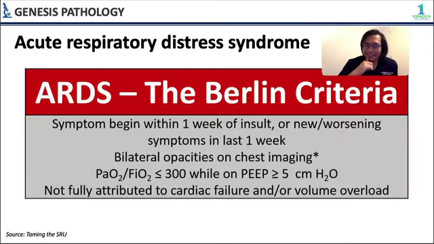So, ARDS. We have a criteria for ARDS. This is known as your Berlin criteria. ARDS, so acute dapat yung onset, dapat within 1 week of insult, or new or worsening symptoms in the last 1 week. Acute, kaya nga acute respiratory distress syndrome. So, we have to have bilateral opacities on chest imaging. We have to have a PaO2/FiO2 ratio of less than or equal to 300, mababa, while on PEEP more than 5, that is not fully attributed to cardiac failure or volume overload.